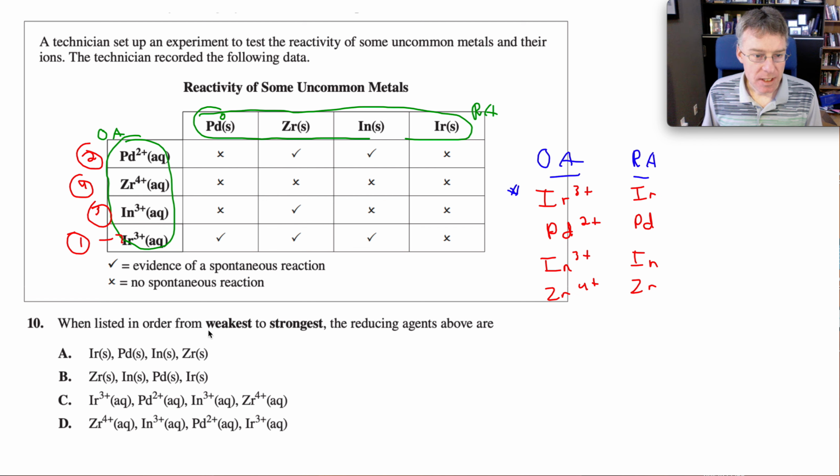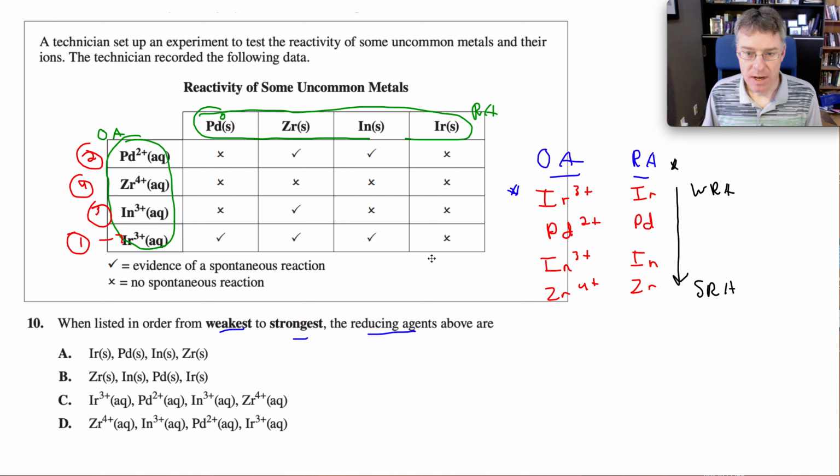So we need to list these from weakest to strongest, and we want the RAs. So we're on the reducing agent side. So we're over here. The weakest would be at the top. So we're actually starting at the top and going down to the strongest. So we've got our weakest reducing agent, and we've got our strongest reducing agent at the bottom.